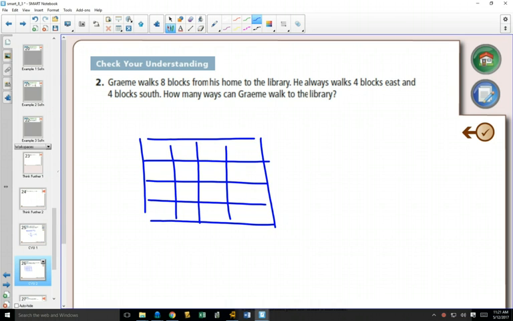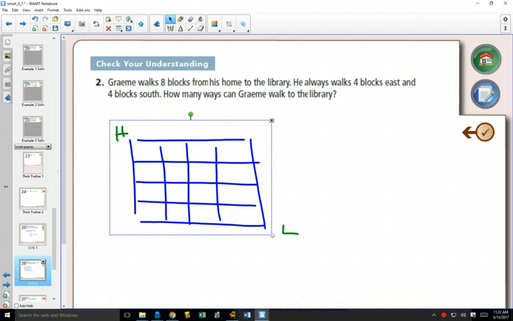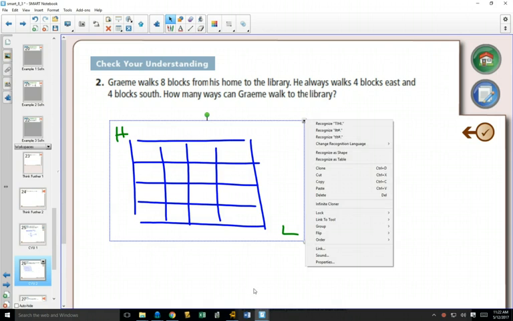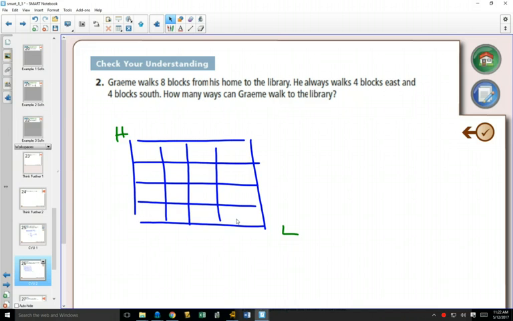So, house, library here, library, house. Is it going to be top left or top right that I should start with? Top left. At top left is going to be house or library? House. So if this is the house, this would be the library. Nice. Okay, so here we got house and library.